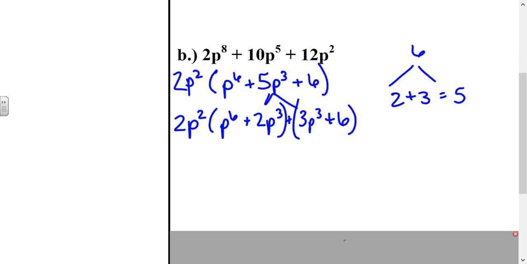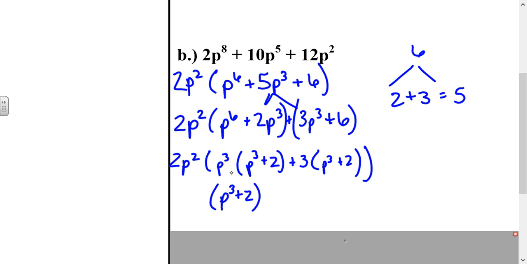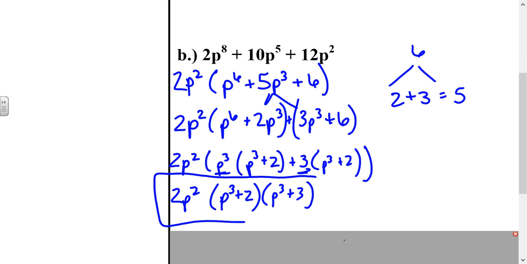So you can group these together, and we leave the 2p squared there. So the greatest common factor of this group would be p to the 3rd. And then if I take that out, I would have p to the 3rd plus 2. And then in this group, I could take out a 3. And then I would have p to the 3rd plus 2. So from that, I can take out p to the 3rd plus 2. And then I have left over p to the 3rd plus 3. And then I leave the 2p squared in front. So this would be my answer.